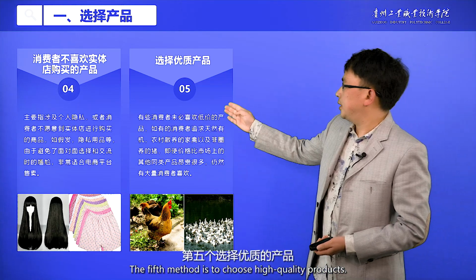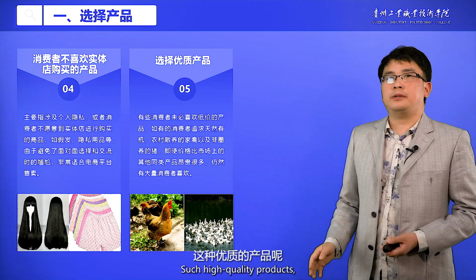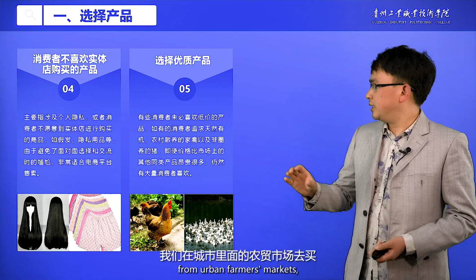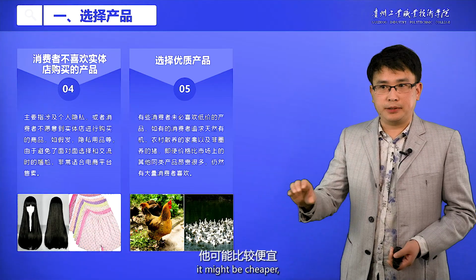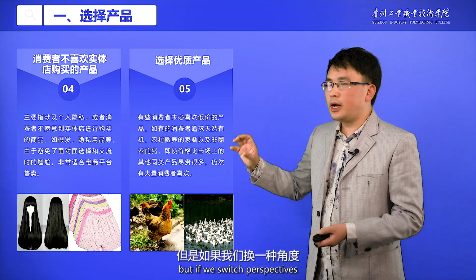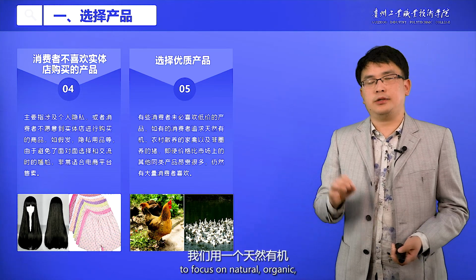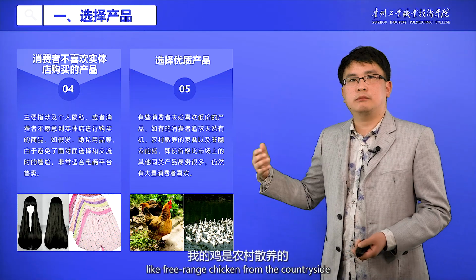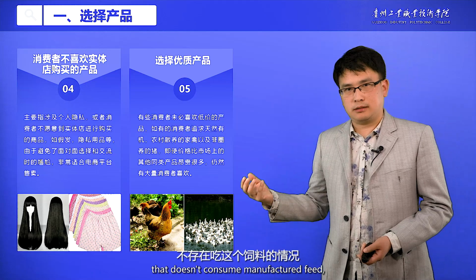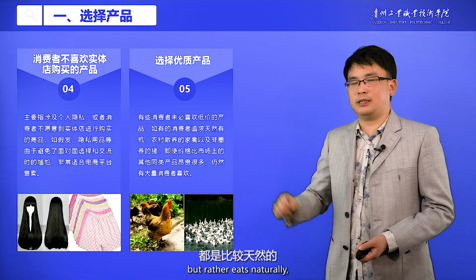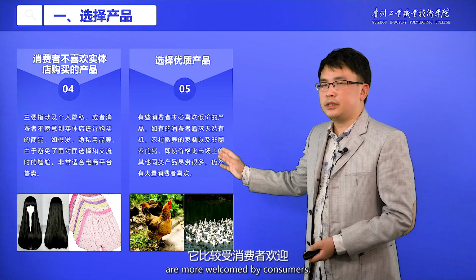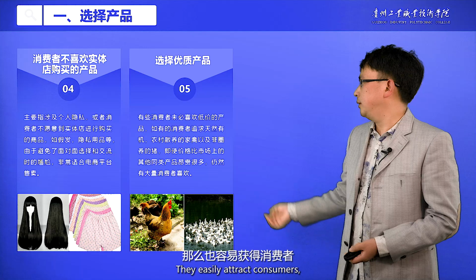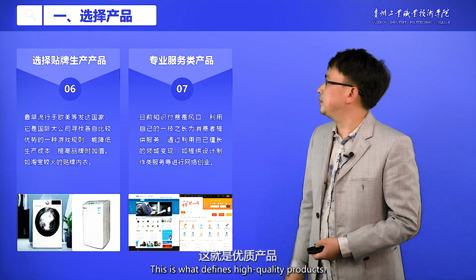The fifth method is to choose high-quality products. For instance, when we buy pork, chicken, or duck from urban farmers markets, it might be cheaper. But if we switch perspectives to focus on natural, organic, and eco-friendly themes, like free-range chicken from the countryside that doesn't consume manufactured feed but eats naturally, such products are more welcomed by consumers. Even if they are a bit more expensive, they easily attract consumers. This is what defines high-quality products.